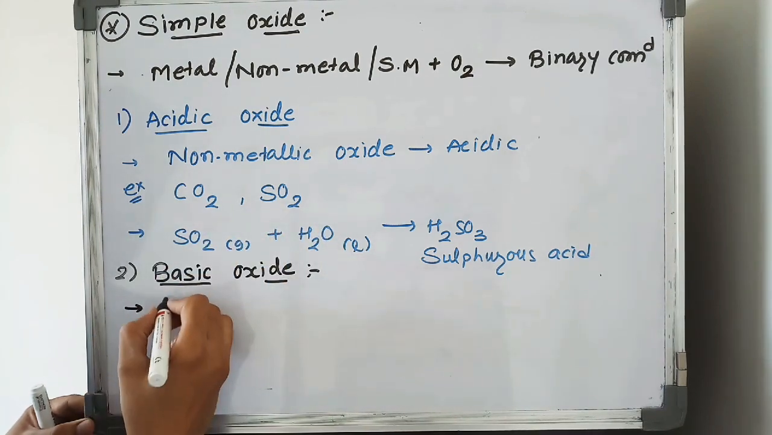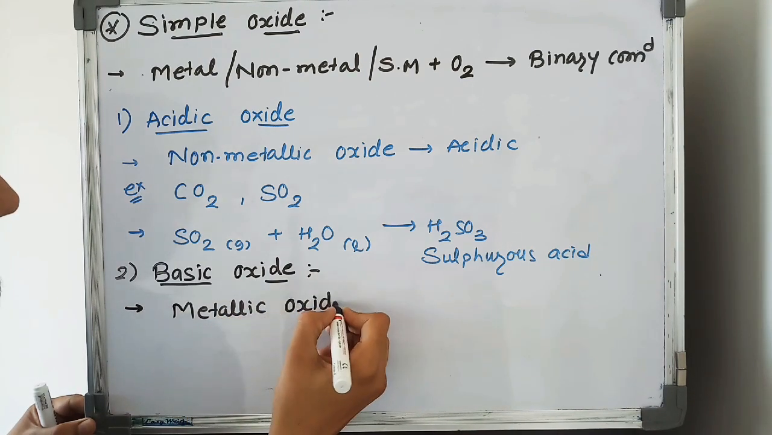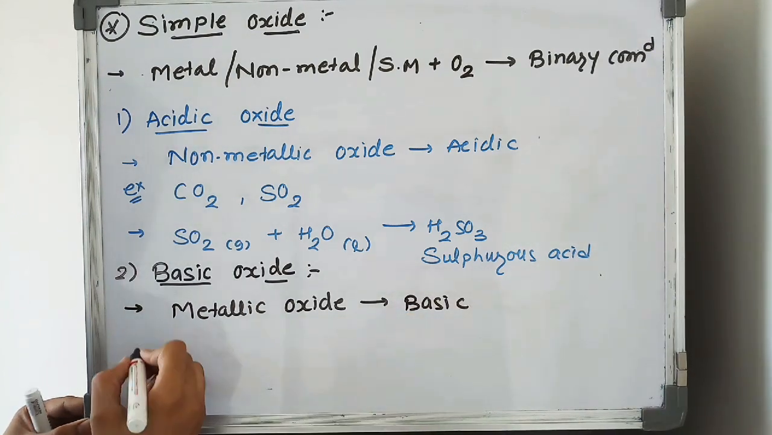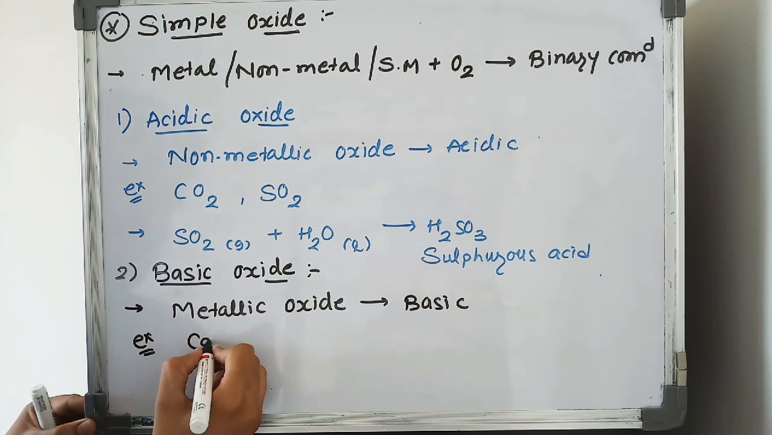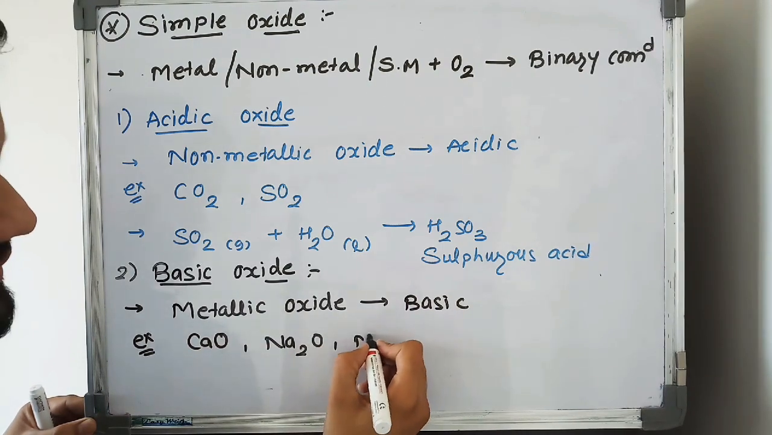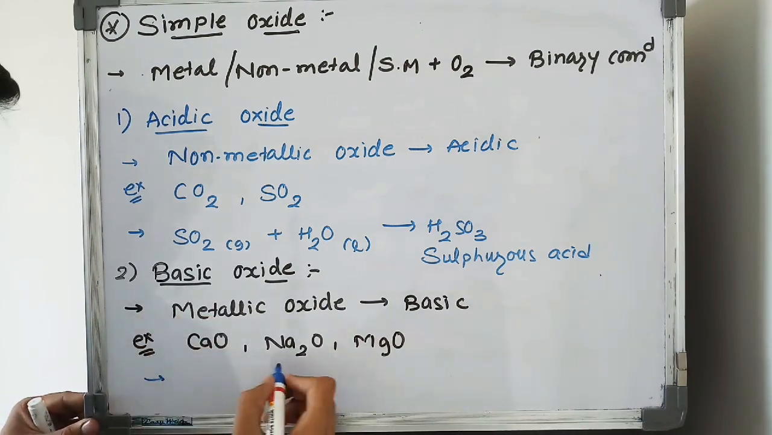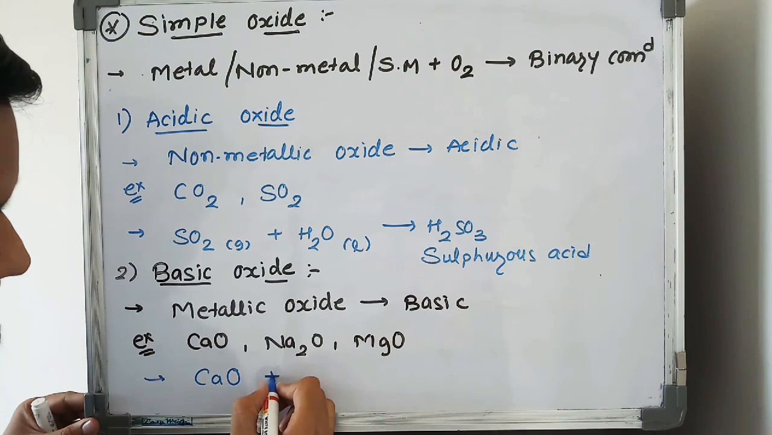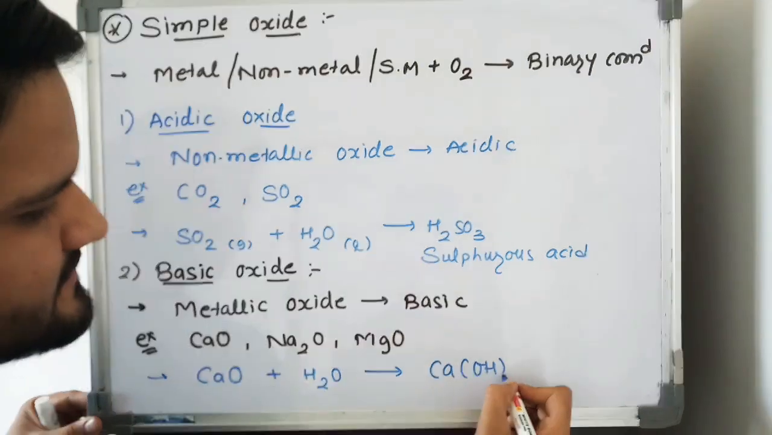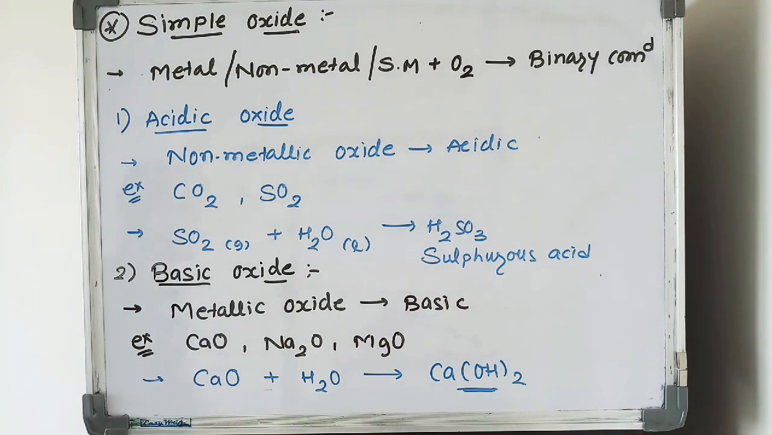Remember this, student, the metallic oxides are always basic in nature. Example: CaO, Na2O, and MgO are metallic oxides, and this type of oxide is basic in nature. Like CaO, calcium oxide, on reaction with water gives what? Ca(OH)2, calcium hydroxide, and this calcium hydroxide is also basic in nature.